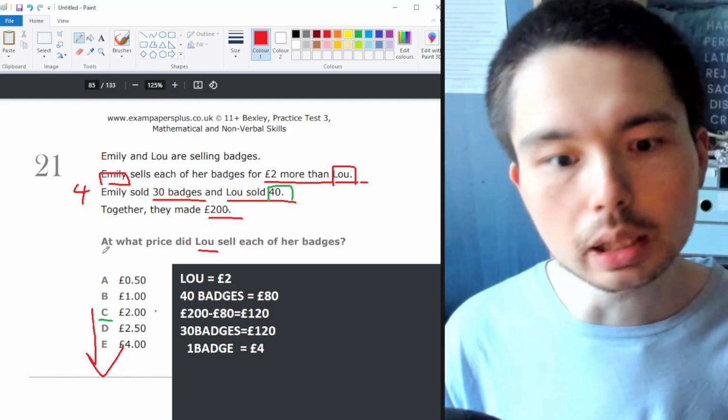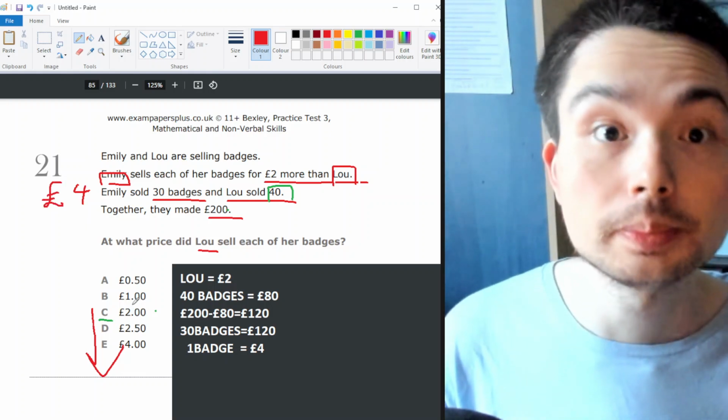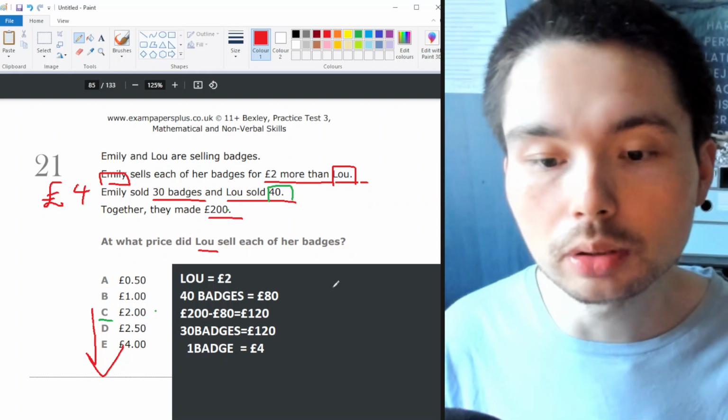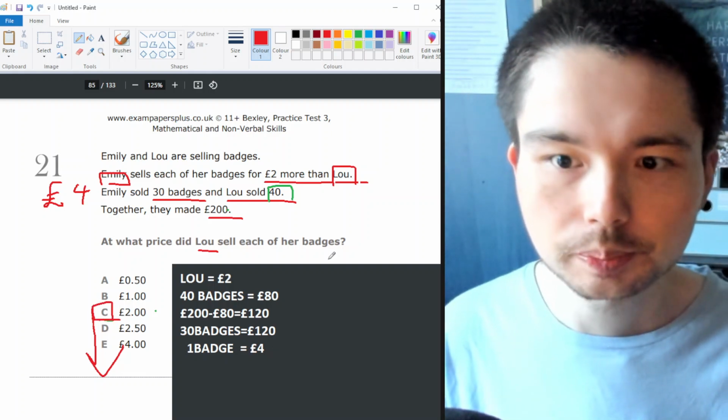So it was lucky that we guessed it, but if we were wrong, I would have just kept moving on to make sure the difference between Emily and Lou was £2. So there we go. C is the answer.